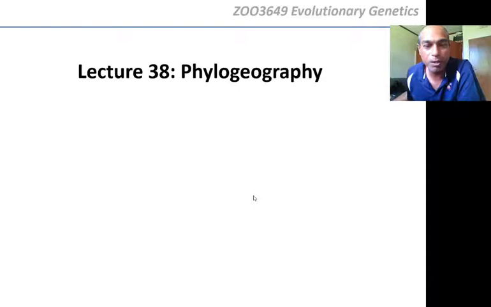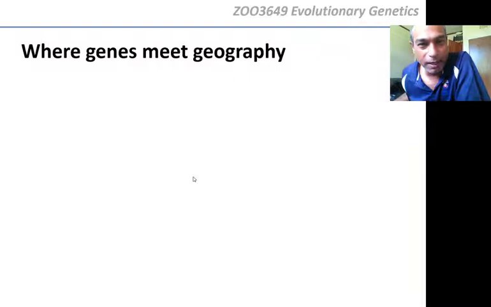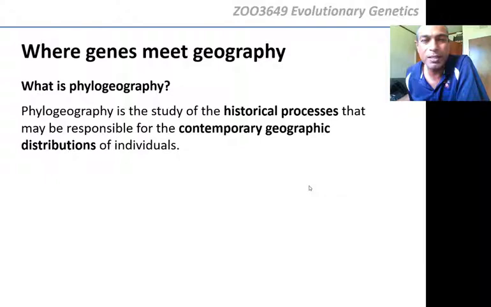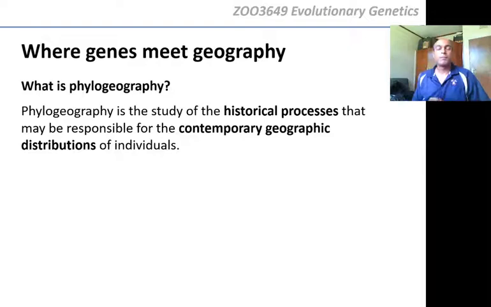So phylogeography is something that we do on quite a number of species as a natural part of our research. So it's the interface, as I said, where genes meet geography. So I'm just going to explain to you what is phylogeography. It's the study of the historical processes that are responsible for the geographic distribution of organisms.